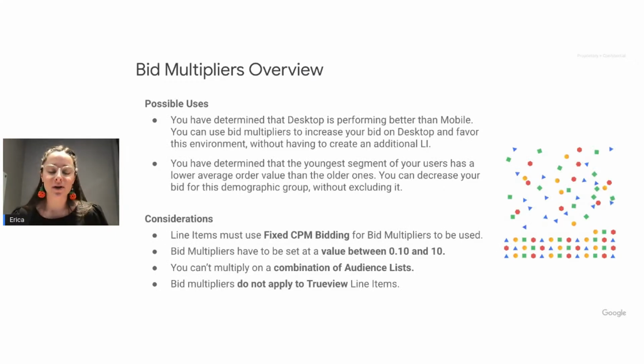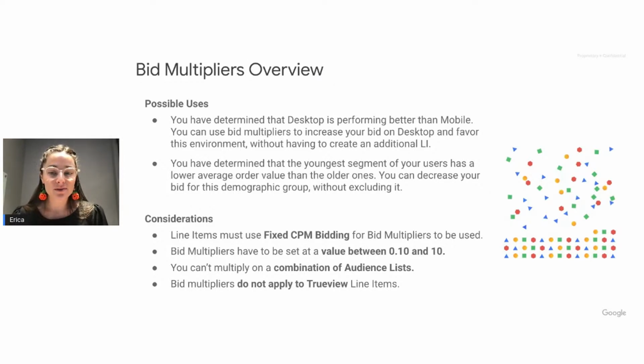A quick example of why you might use bid multipliers. I'm just going to speak to one of the use cases we have up here. Say you've determined that desktop is way outperforming mobile. You could use the multipliers within that line item to increase your bid on desktop to favor that environment without having to create that additional line item. Some things to call out. You have to be using fixed bidding if you want to use bid multipliers. The value is set between 0.10 and 10. So again, you can be really flexible with how you're weighting these.